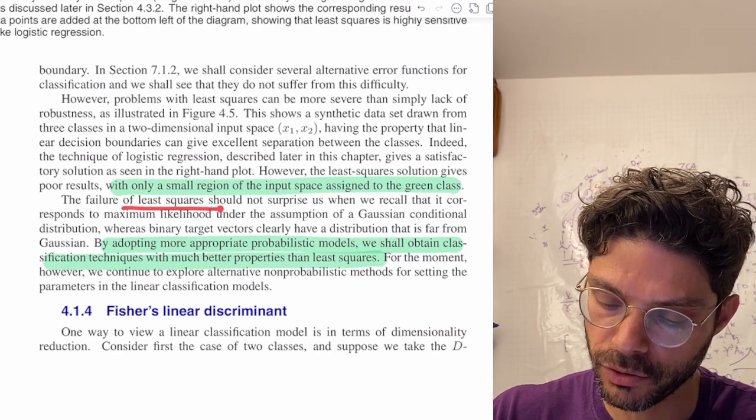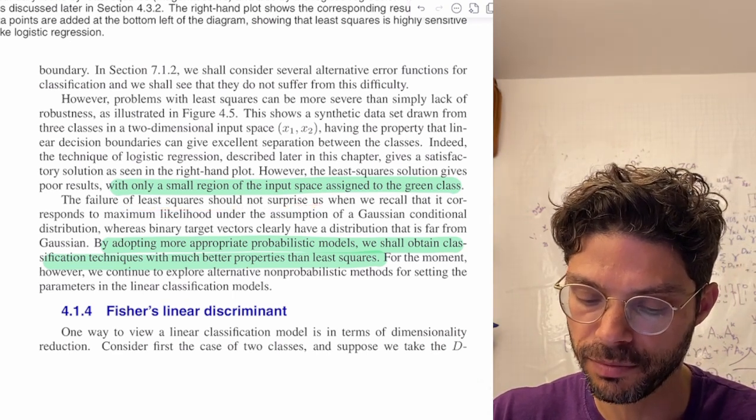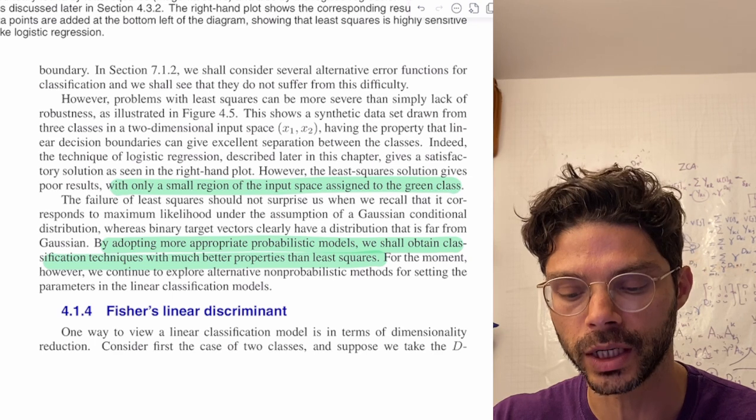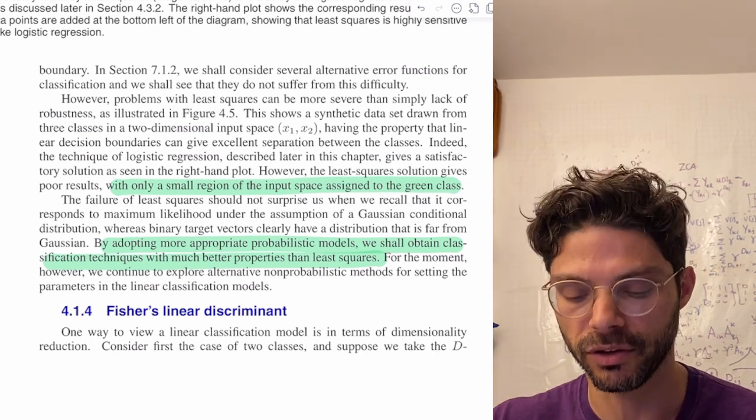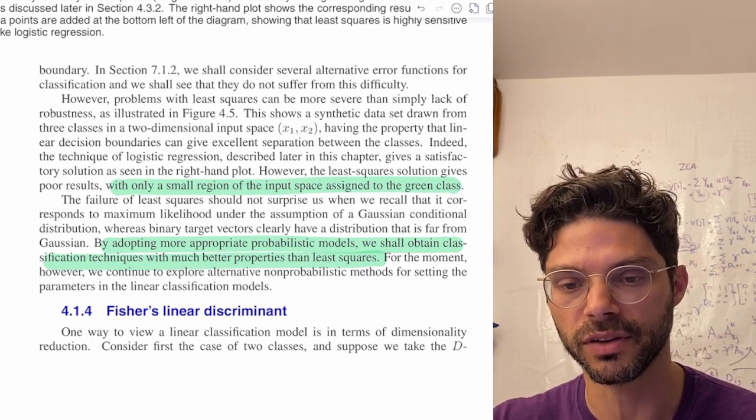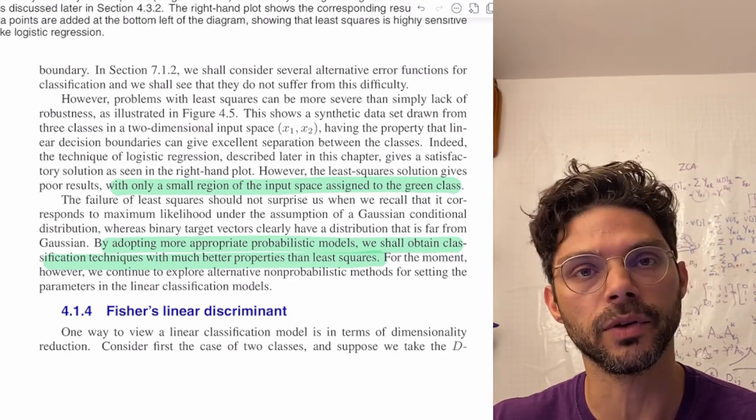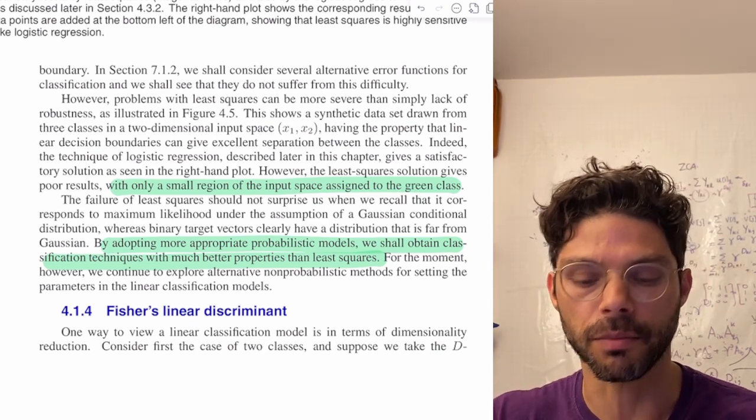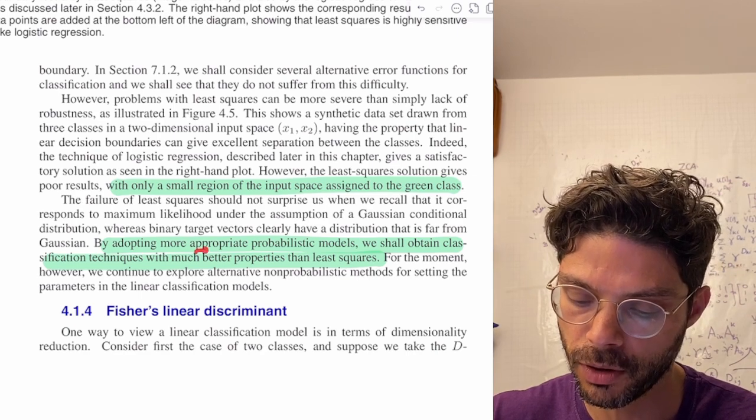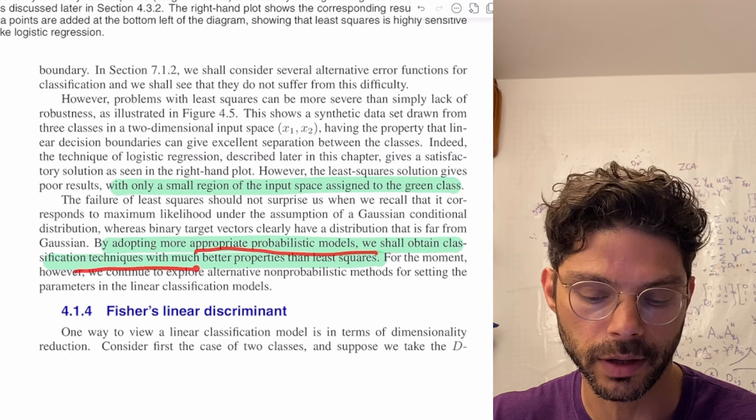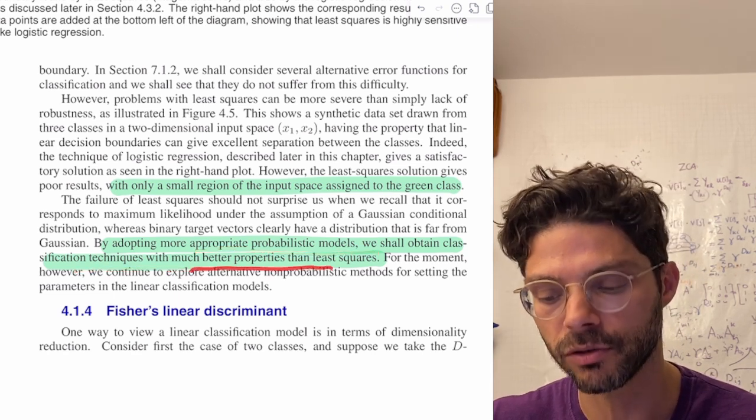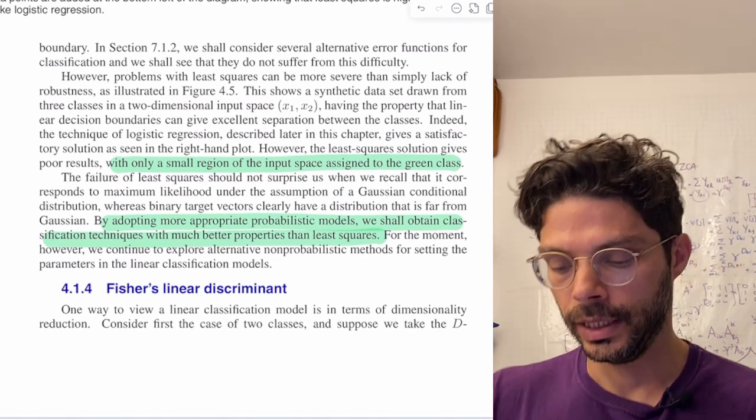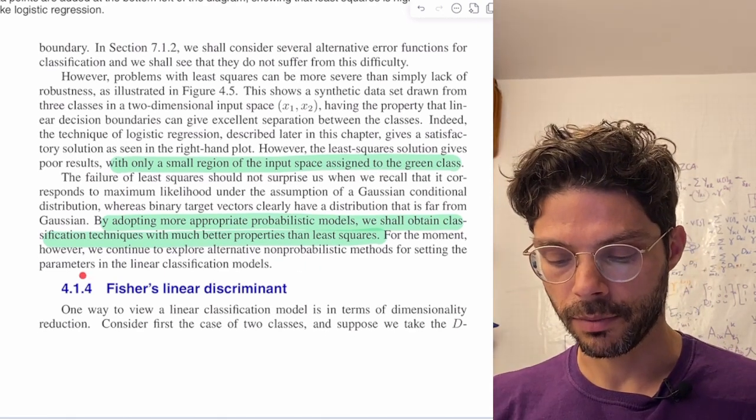Now the failure of least squares should not surprise us when we recall that it corresponds to maximum likelihood under the assumption of a Gaussian conditional distribution. So the model we're working under for least squares is that the observations, in this case the labels, should be Gaussian distributed given the input. But of course they're not, right? They're binary. So it says, by adopting more appropriate probabilistic models, we shall obtain classification techniques with much better properties than least squares. But for the moment, we're going to continue with our non-probabilistic methods for setting the parameters.